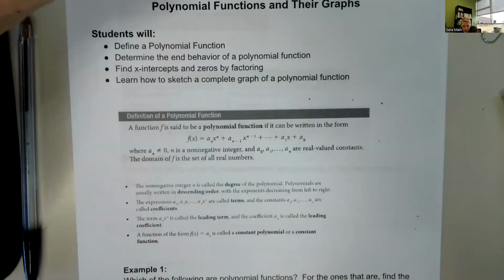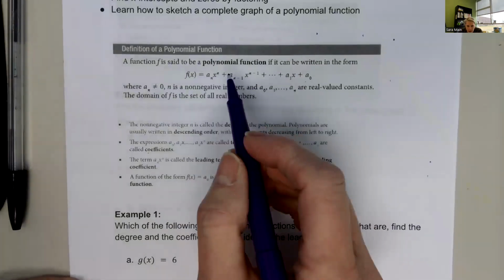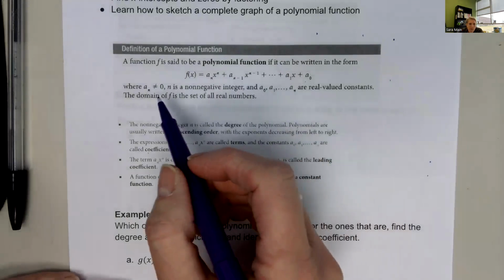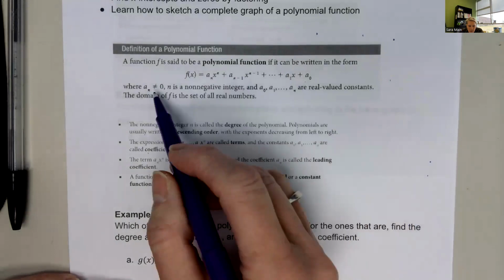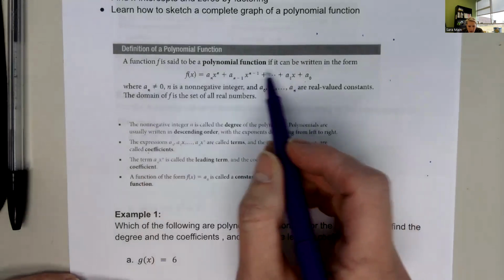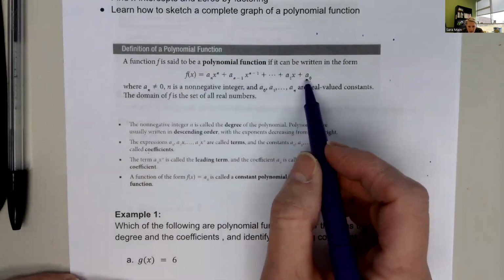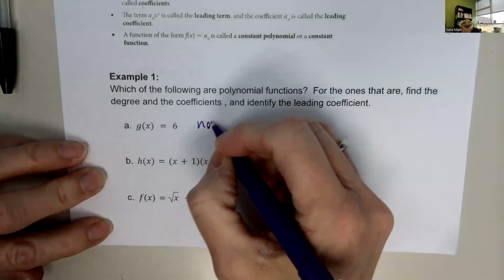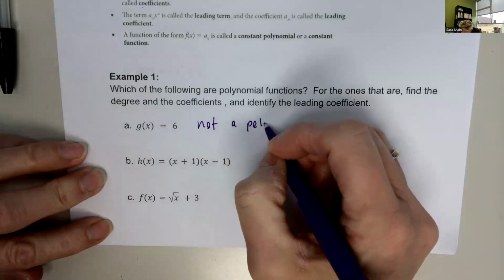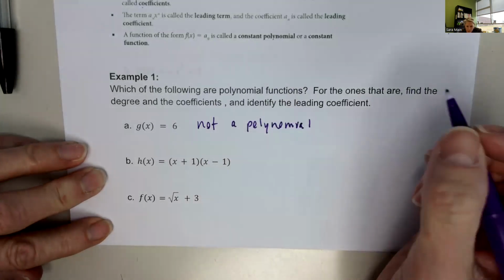So first of all, the definition of a polynomial. Poly means many, and so that means we have many nomials or many terms. It has to have at least one x term, okay? A sub n, the coefficient out front, cannot be 0, which means if it's 0, then we just have a constant. So under example 1, g of x equal to 6 is not a polynomial because it's just a constant, okay?